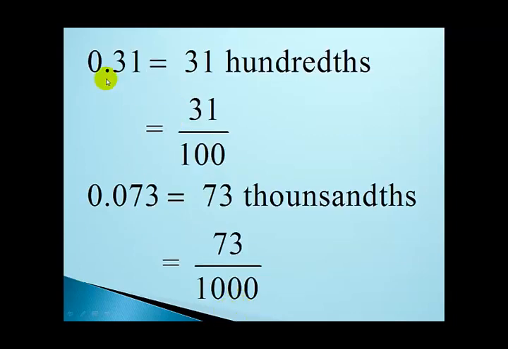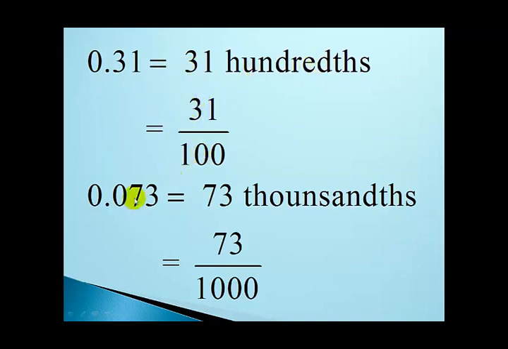Now 0.31. So we have two digits after the decimal point. That means that 31 is occupying the first two digits after the decimal point. That's the tenths position and the hundredths position. So in all, we say 0.31 is equal to 31 hundredths, and that is equal to 31/100.